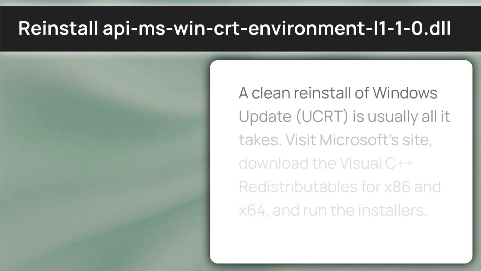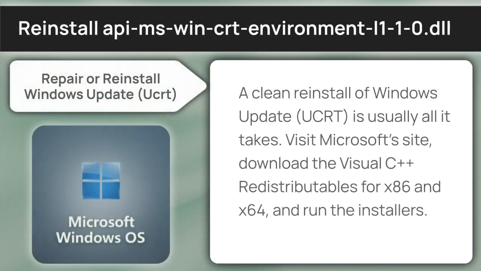A clean reinstall of Windows Update, UCRT, is usually all it takes. Visit Microsoft's site, download the Visual C++ redistributables for x86 and x64, and run the installers.